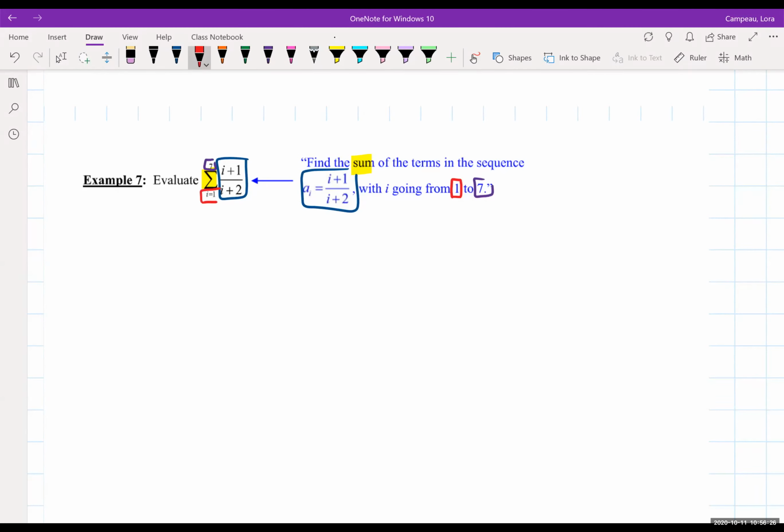So once you kind of learn the pattern of this particular notation, it's a lot nicer to write it this way than having to write out, find the sum of the terms of the sequence, a sub i equals (i plus 1) over (i plus 2) with i going from 1 to 7. That's quite wordy. And it's really a convenient way to express this.